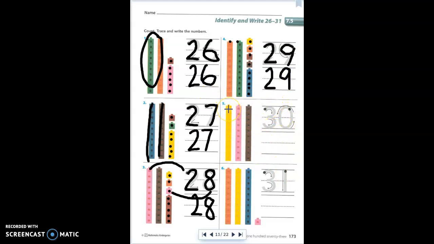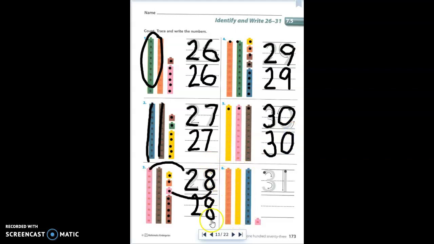So, how many groups of 10 do I have? I have 1, 2, 3. I can count these by 10. So 10, 20, 30. 3 groups of 10. No ones. 3, 0.